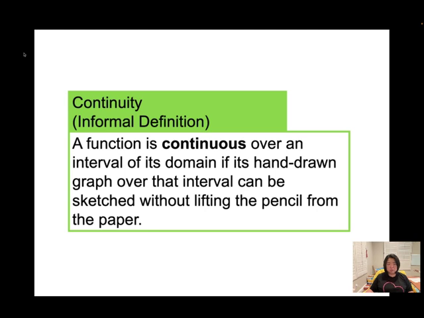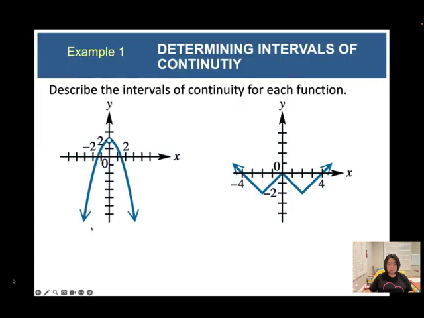Continuity. A function is continuous over an interval of its domain if its hand-drawn graph over that interval can be sketched without lifting the pencil from the paper. Let's look at the example. Example 1. Describe the intervals of continuity of each function.